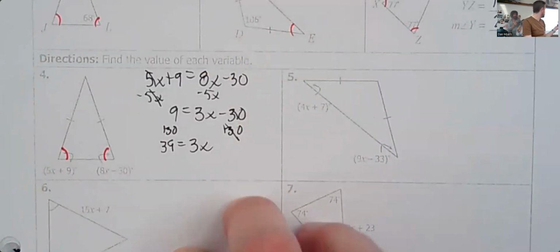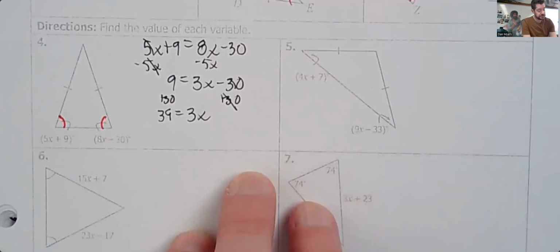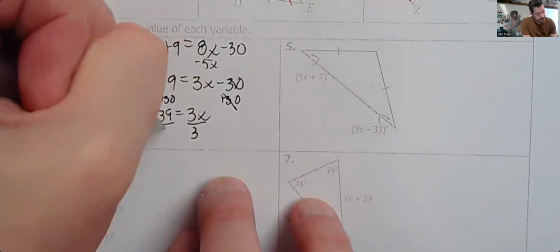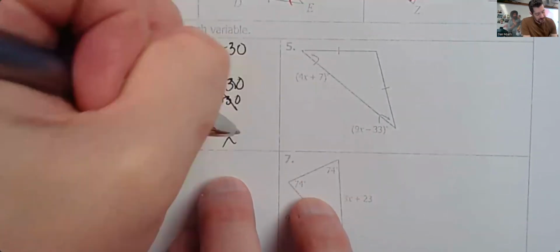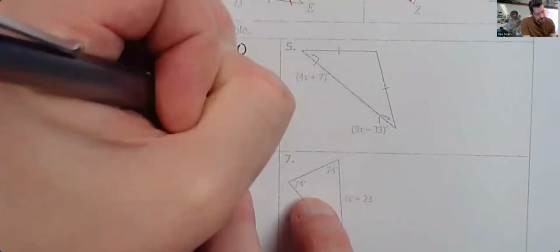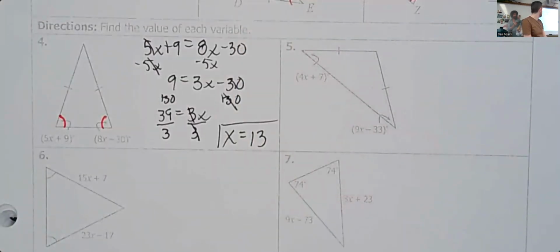And nicely enough, 39 is divisible by 3. What's 39 divided by 3? Yeah, x equals 13. So all we have to do here is find the value of the variable. We don't need to plug it back in and find an angle measurement. Some of the problems might have us do that, but we're not doing that yet.